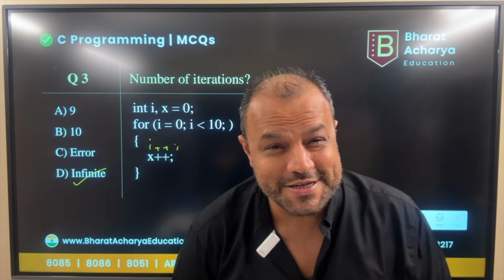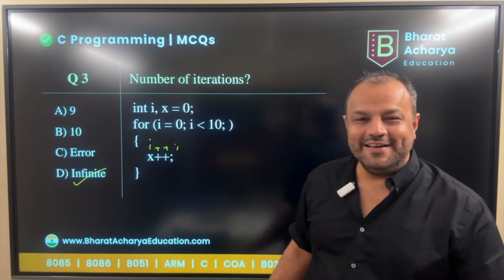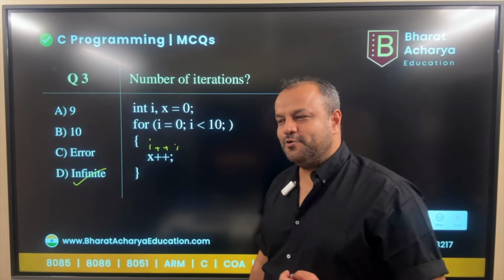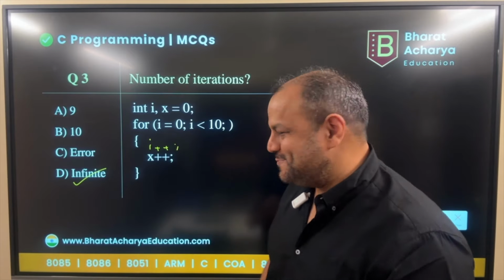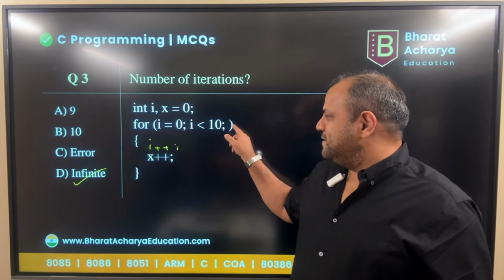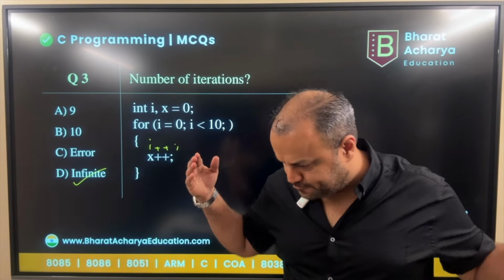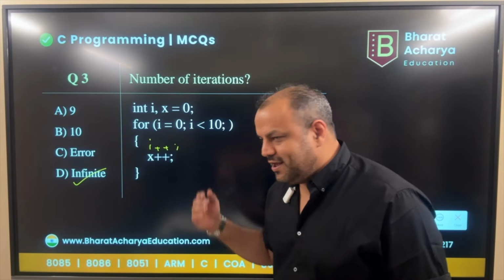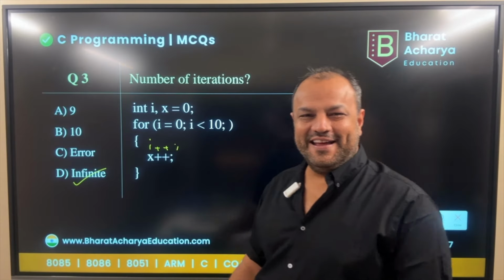Students who've learned microprocessors and microcontrollers from me would understand that what happened over here is what we do with DJNZ as an instruction in the 8051 microcontroller, or what we do with LOOP as an instruction in the 8086 microprocessor. Anyway, what happens is, if you write I plus plus over here, by default I is incremented. If you don't write, that is fine. You can write the condition inside. But if you don't even write it inside, that means I never changes. That means you'll get infinite iterations.